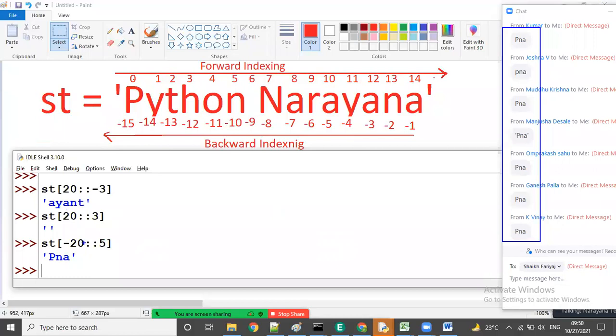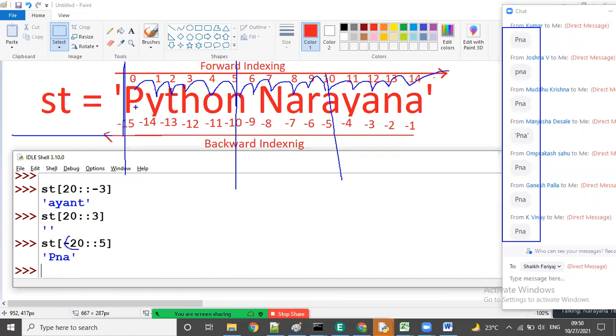So why PNA, sir? Where is that 20, minus 20? Outside is there. Consider from the ending onwards, guys. Ending onwards, that means first P will take the P. 1, 2, 3, 4, 5. And will come again 1, 2, 3, 4, 5. Yes, A will come, guys. And again 1, 2, 3, 4, 5 is not there. PNA is the output, guys.